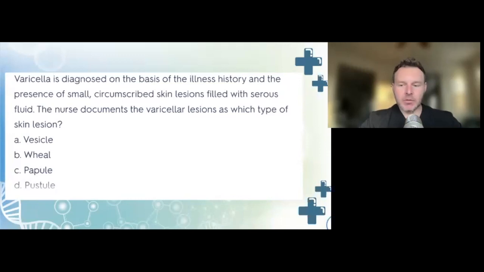Then you have papules, which are solid elevations of the skin that are smaller than 1 centimeter. And pustules are elevated areas of the skin similar to vesicles, but they are filled with pus. There is an NCLEX lesson I have on skin disorders, so if you got this question wrong, I'm going to point you in that direction to review those as well.